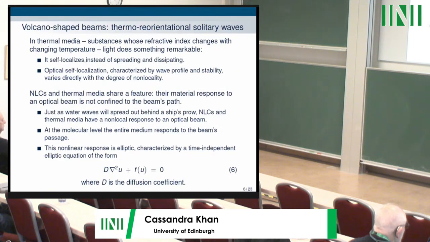And study number one, now that I've given you the environment and the equations that lie behind beams passing through the environment, study number one was volcano-shaped beams. So as I noted, in thermal media, you get this self-localization of the light, and it varies directly with the degree of non-locality and material response in an NLC, nematic liquid crystal, or thermal media in general.